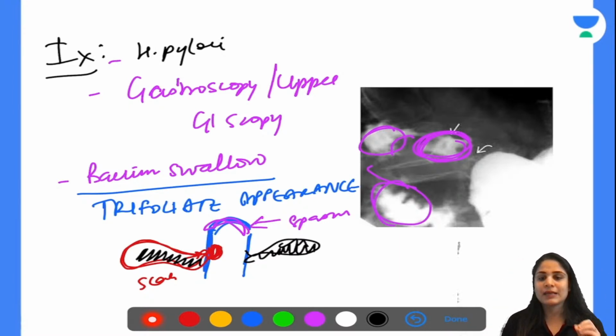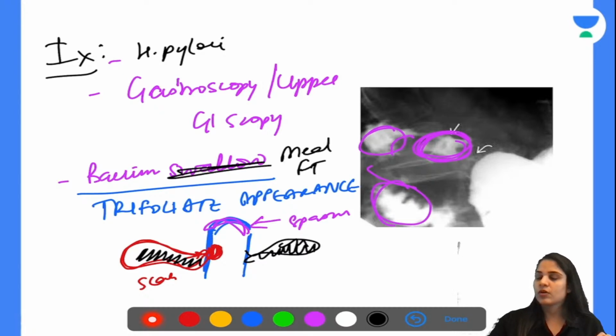This is on barium meal follow-through. Sorry, not barium swallow, barium meal follow-through. Barium swallow is mainly for esophageal problems. Barium meal follow-through is for your duodenal problems. Alright, so this is about duodenal ulcer.